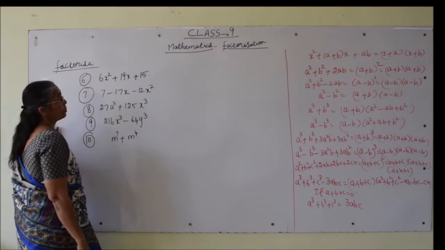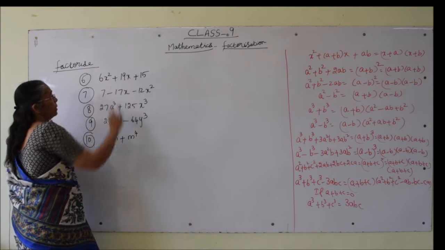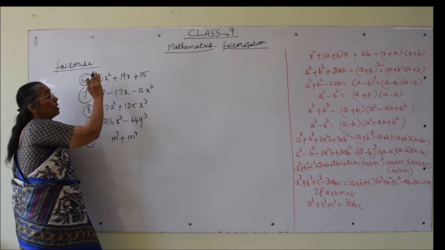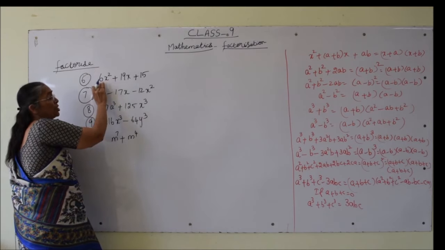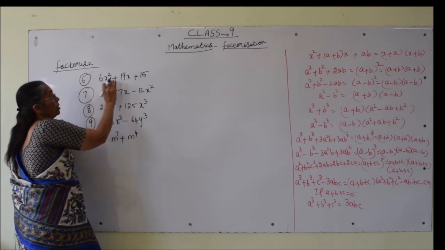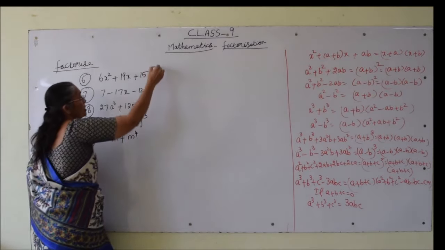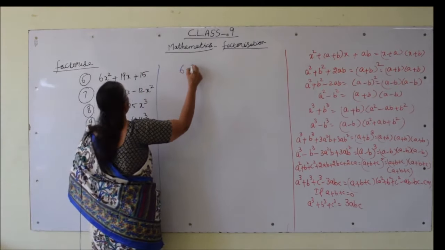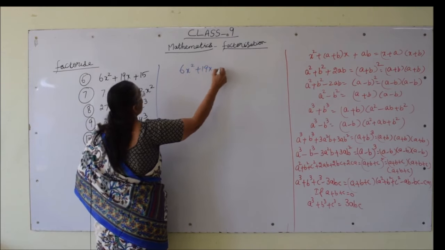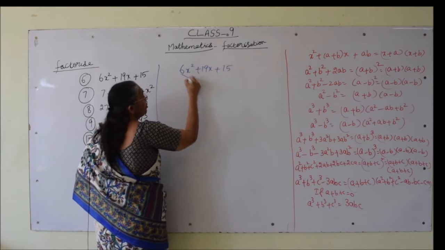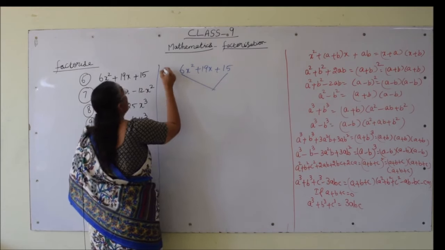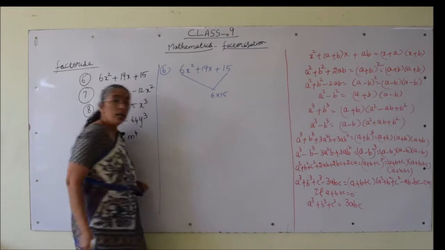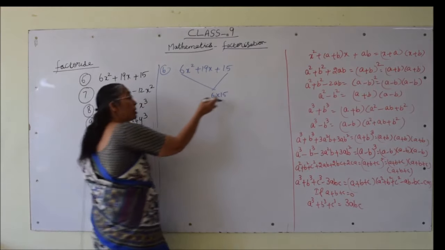Now, the sixth problem: 6x square plus 19x plus 15. If you see the fifth problem and the sixth problem, in problem number 5 the coefficient of x square is 1. Now, the coefficient of x square is not 1. So it is splitting of the middle term, 6x square plus 19x plus 15. You have to find the factors for the sixth problem, 6 into 15. Again I am telling, please do not multiply.